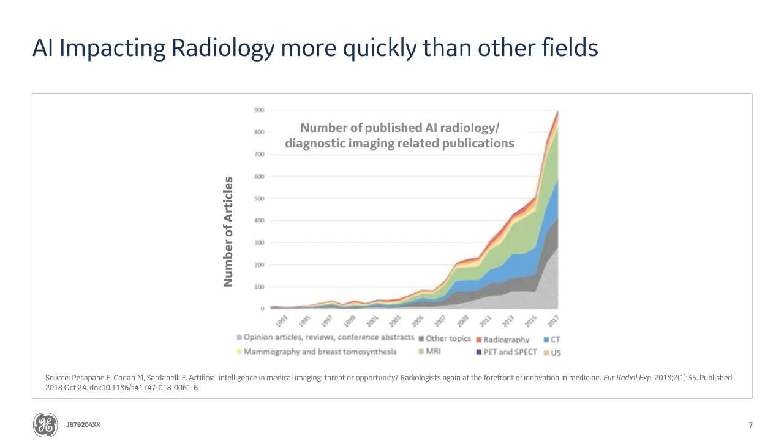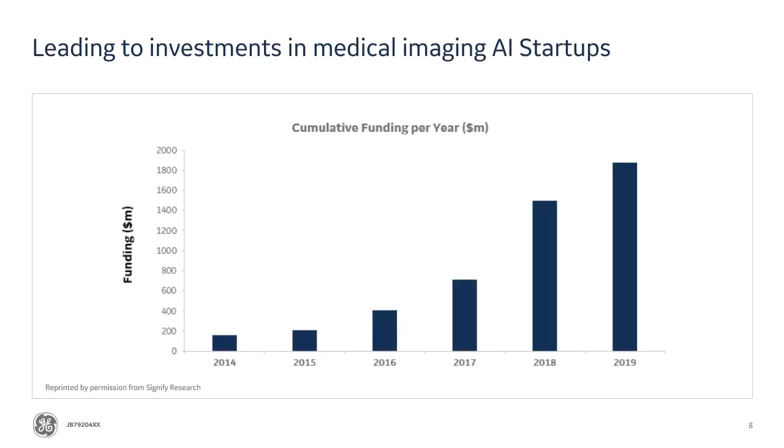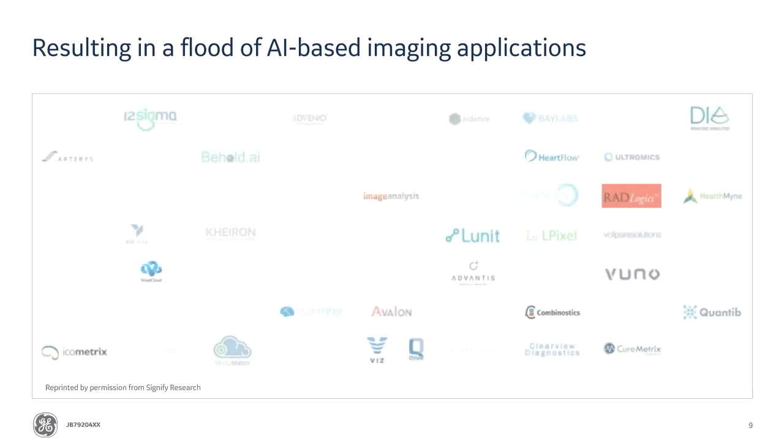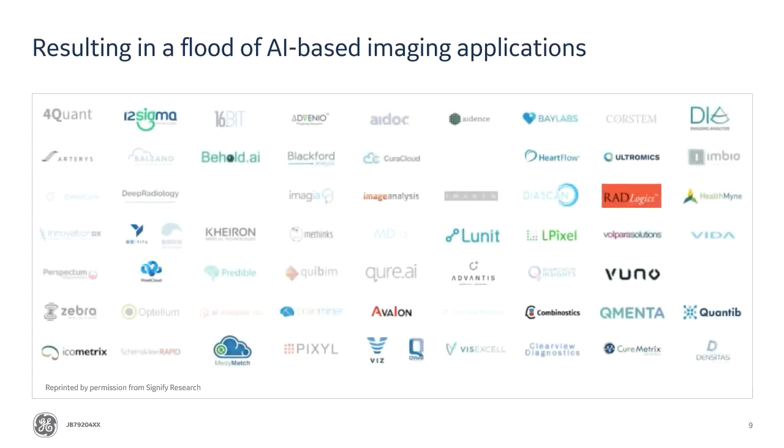AI is impacting radiology at a much quicker pace than other fields. In this graph of published articles and papers on utilizing AI for diagnostics in radiology imaging, we can see this exponential trend very clearly. It shows the number of publications dramatically increased over the past 10 years, from 150 to 800 a year. And this is leading to an exponential growth in investment in medical imaging AI startups. In fact, investment in healthcare AI tops all other industries in AI deal activity. And this is resulting in a flood of AI-based imaging applications in the commercialization pipeline that will soon be coming onto the market.